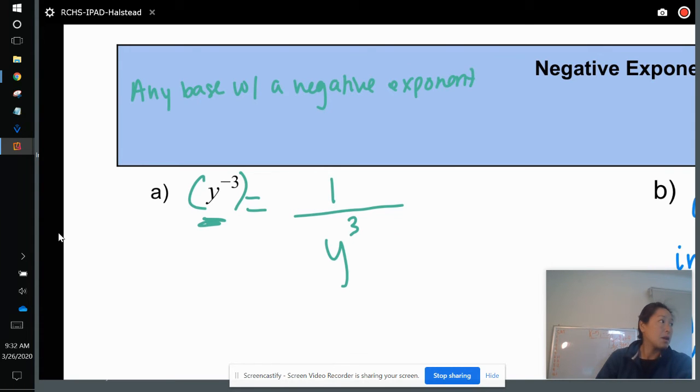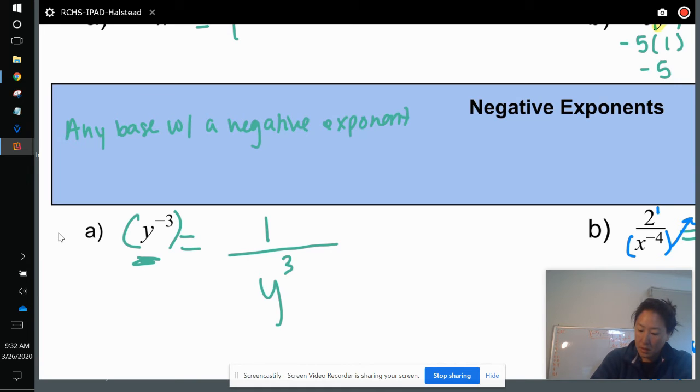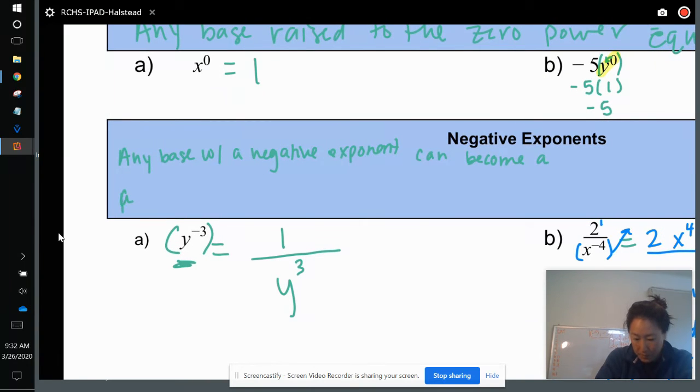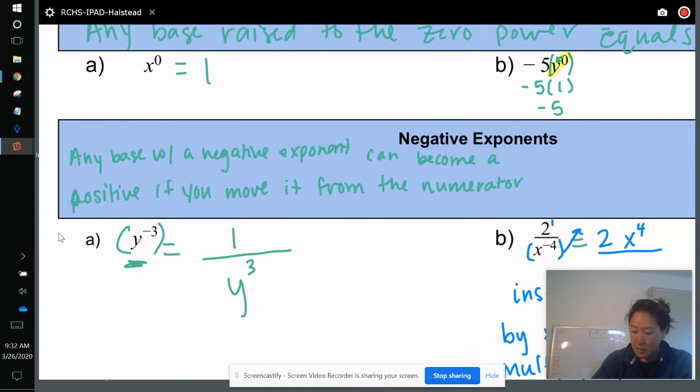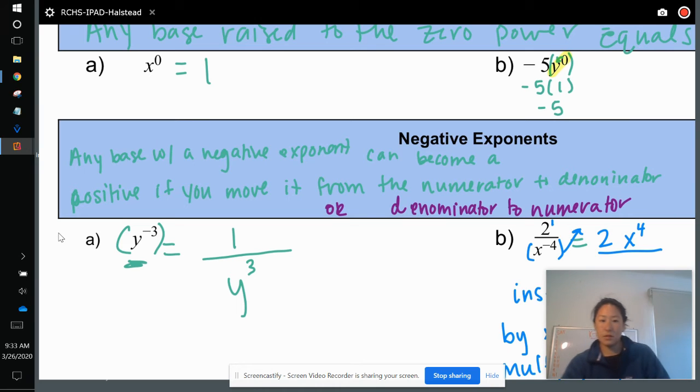Okay, so the negative exponent rule is any base with a negative exponent can become a positive if you move it from the numerator to the denominator, or if it started in the denominator, you move it to the numerator. Okay, so move it and then make the exponent positive. All right, so we're going to use some of those rules below.